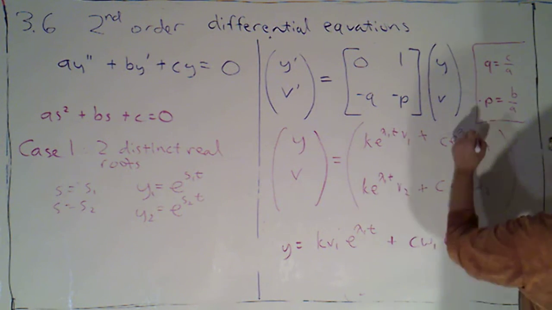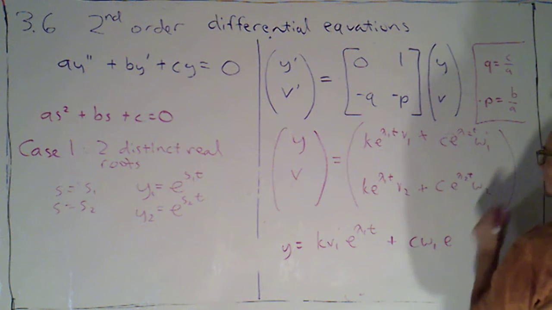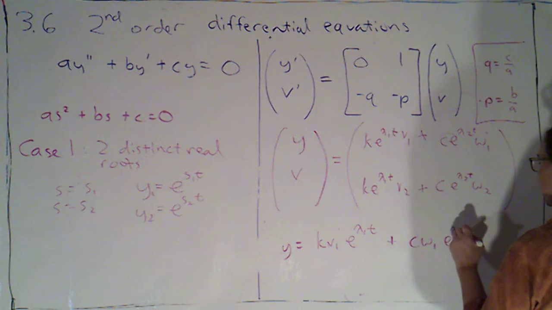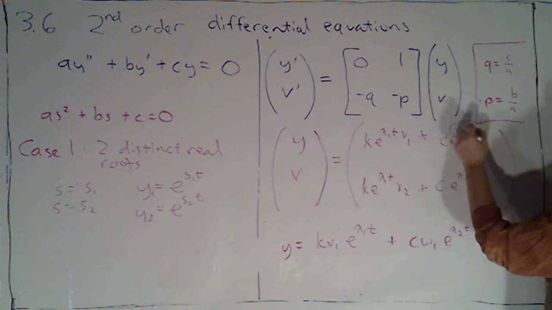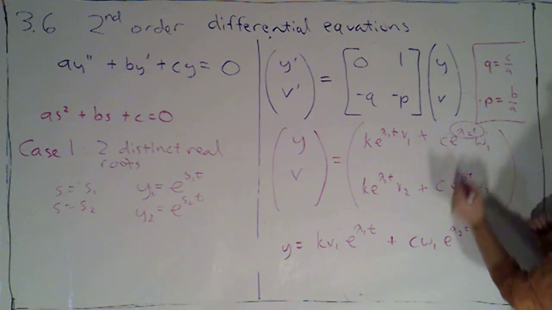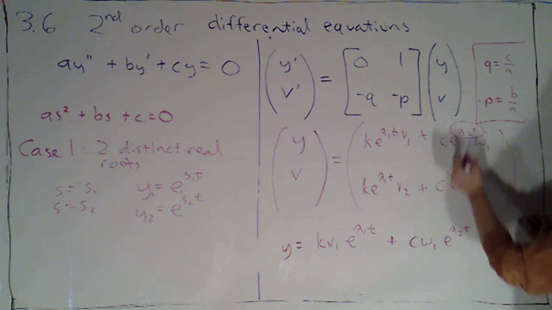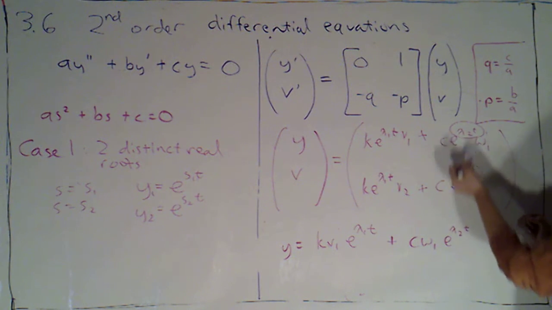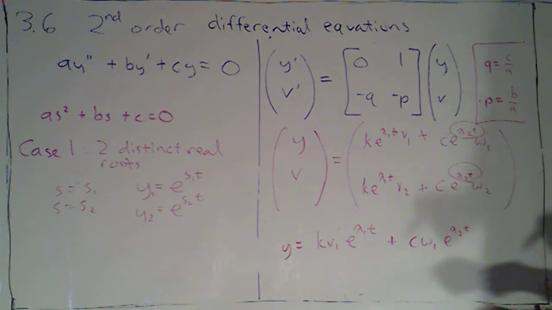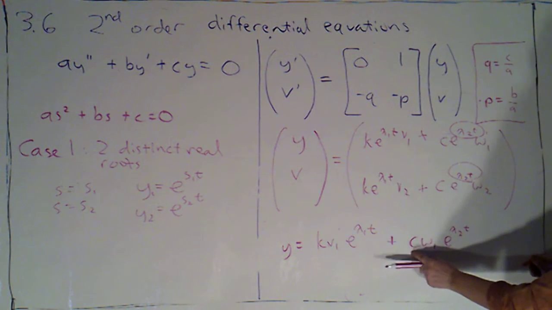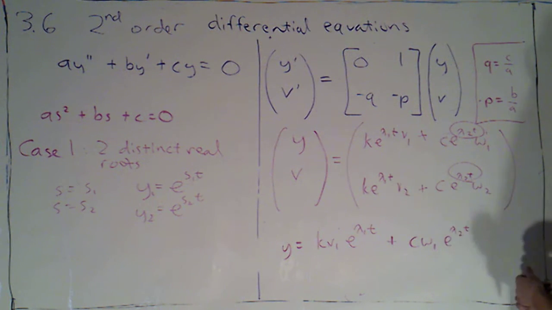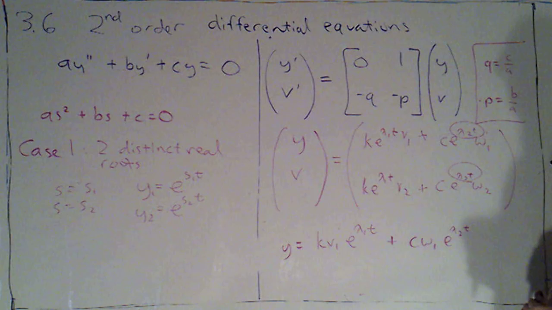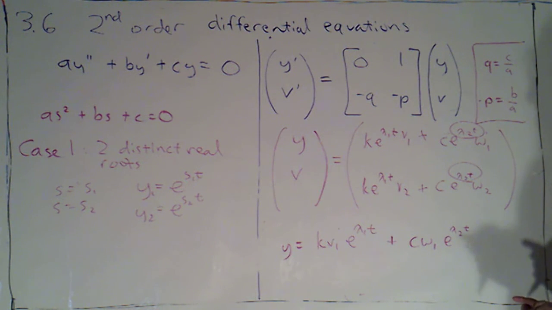c w1 e, whoops, I dropped a t there, e to the lambda 2 times t. Quickly, just jumping up here, I had initially written just lambda 2. I had dropped the t, and I'd done that in both places. I apologize. There should be t's in these exponents. Okay. So this is my general solution for y. Again, c here is representing an arbitrary number. W1 is a specific number. It's the first component of the eigenvector that I found for lambda 2.